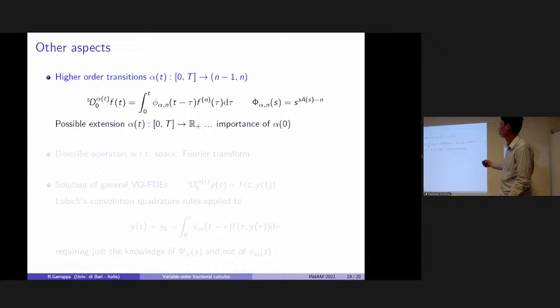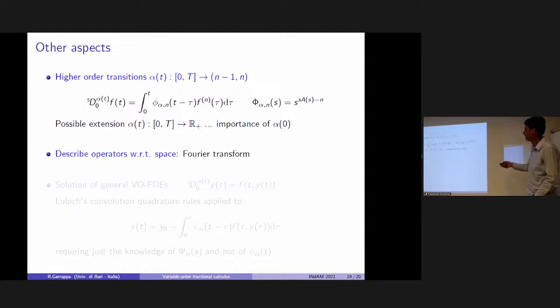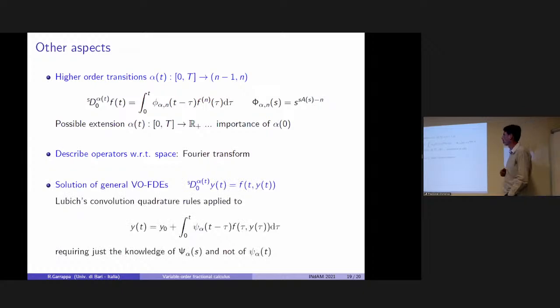For example, higher order transition in the interval n-1, n. Here we have to make some changes in the kernel because we have a kernel of a higher dimension, but also in this case we underline the importance of alpha 0. It is interesting to study operators of variable order with respect to space, and in particular, from our point of view, this is mainly a community of people working on numerical methods, to derive reliable numerical methods for solving the differential equation with this variable order derivative.